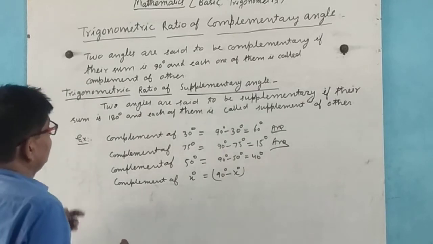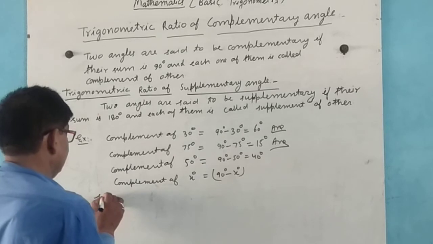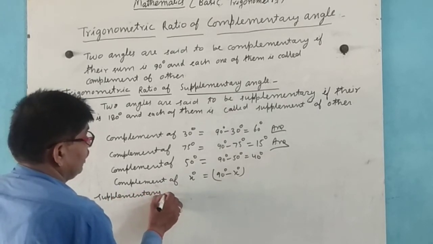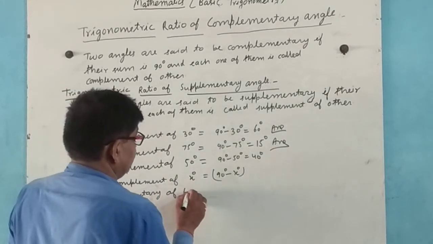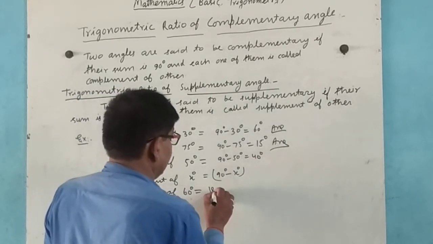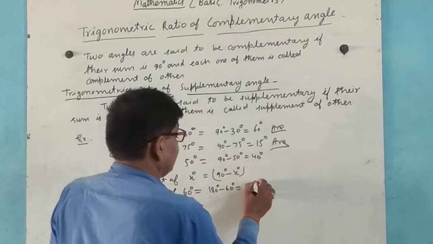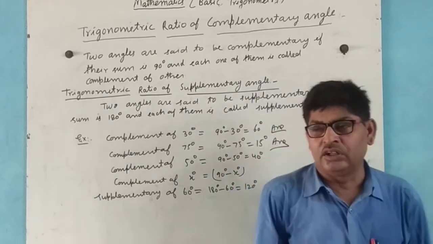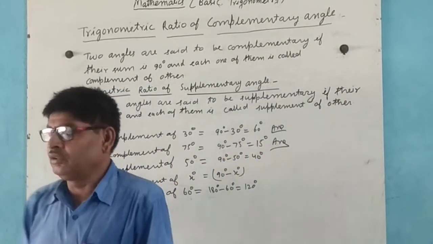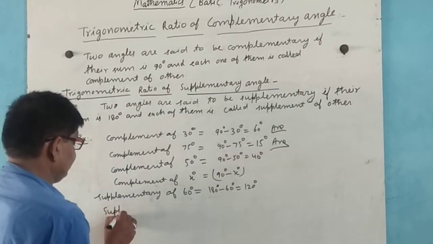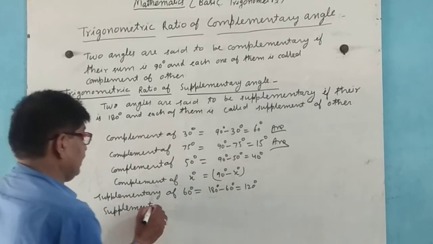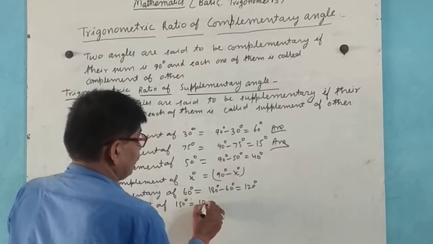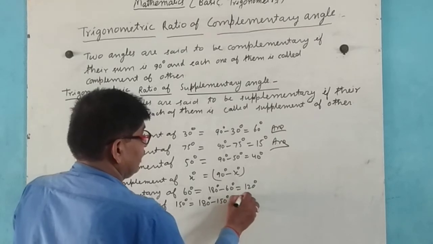In a similar sense, supplementary angles: the supplement of 60 degrees we get as 180 degrees minus 60 degrees, that is 120 degrees, because the sum of these two angles will be 180 degrees. Similarly, the supplement of 150 degrees is also given by 180 minus 150 equal to 30 degrees.